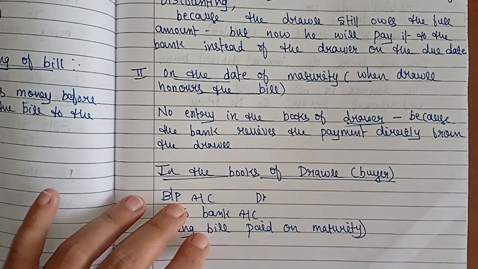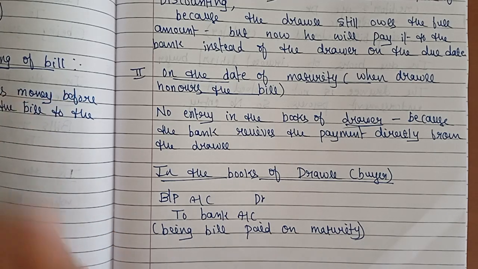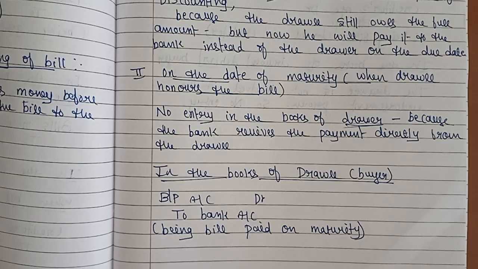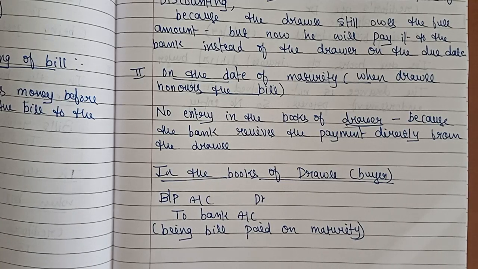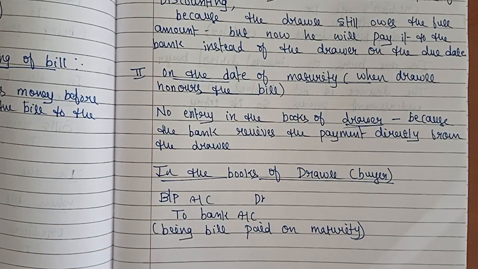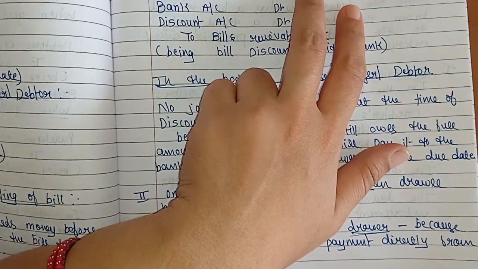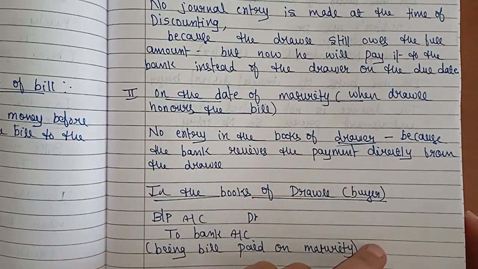Clear? And in the books of drawee, means the buyer, it is bills payable account debit to bank account. That is cash goes out. So being bill paid on maturity. Clear? Bills payable account debit to bank account. Clear? Means the liability is cancelled and cash goes out to make the payment. Clear? So these are the journal entries involved in the case of discounting of bill, at the time of discounting and on the date of maturity.